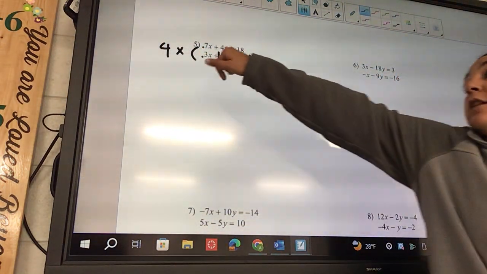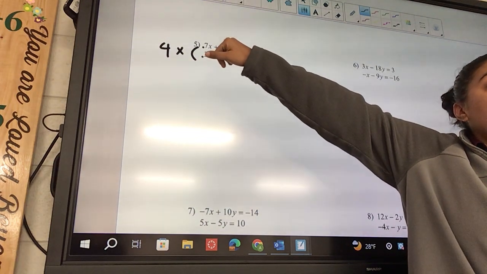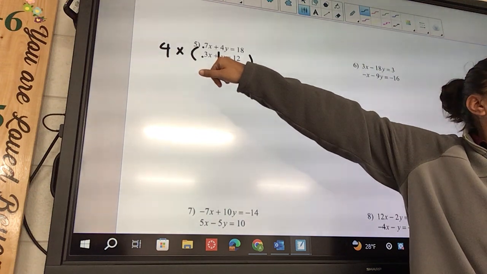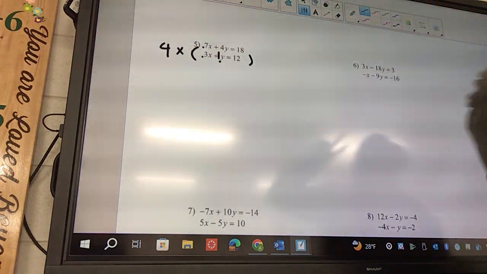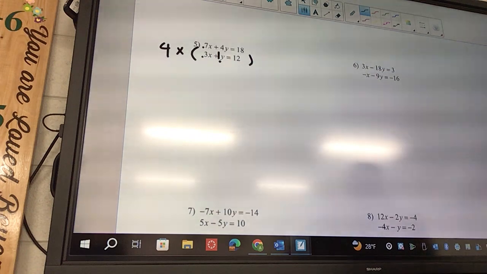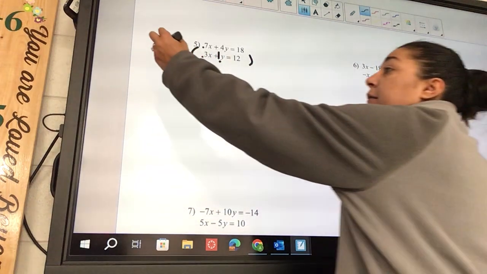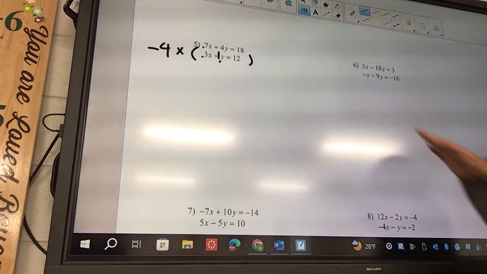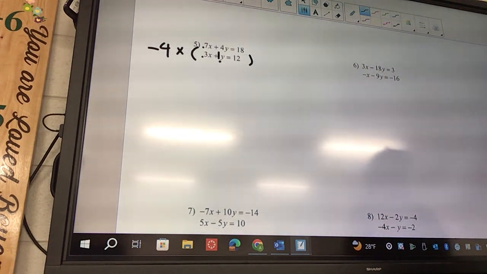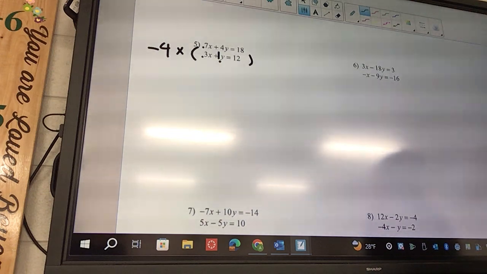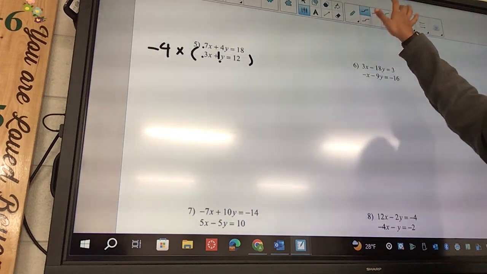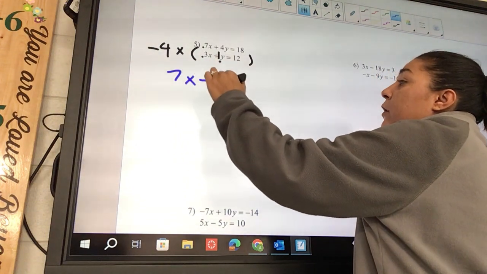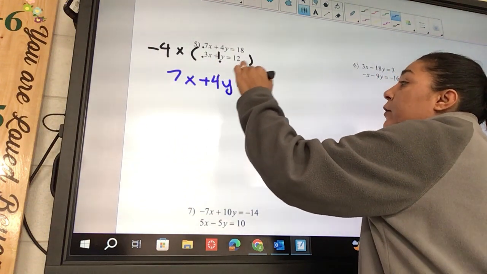Okay, and then we look at our signage. This one is a positive, yes? In front of this 4? Okay, what's this one? Positive. Okay, because we have the same sign, this has to be negative. Equation 1, are we changing anything to that one? No, so we're going to write that one down. We're going to say 7x plus 4y equals 18.